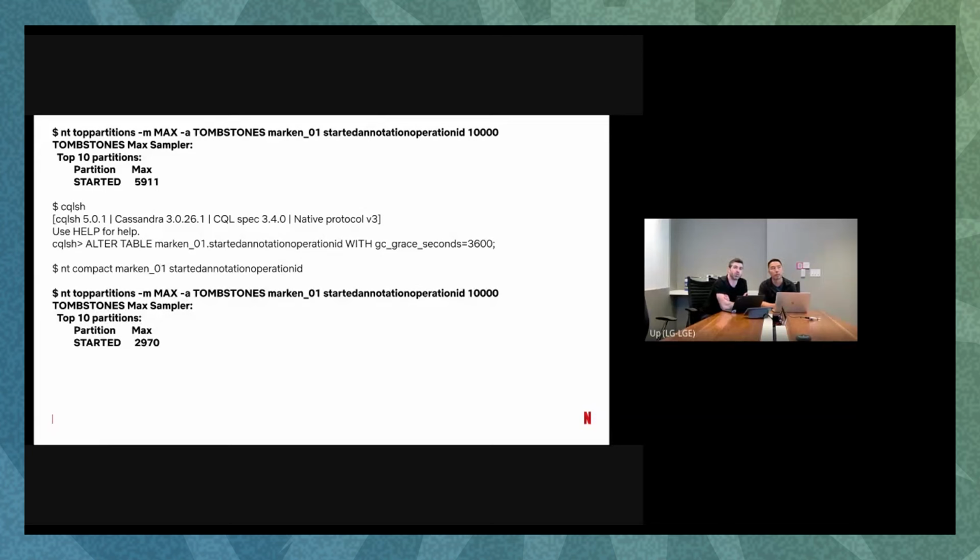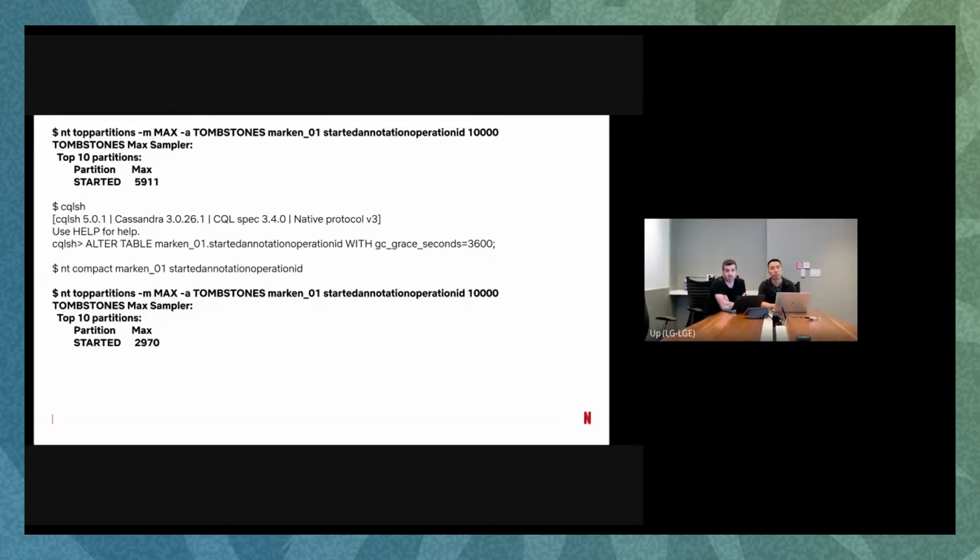And we knew that it was safe to delete many of those tombstones due to the nature of the application. So what we did, and this was our standard procedure until more of the work that Cheng will talk about in a moment, was to alter the table to reduce GC grace seconds. So here we are reducing it to an hour, and then run compact, a full table compaction.